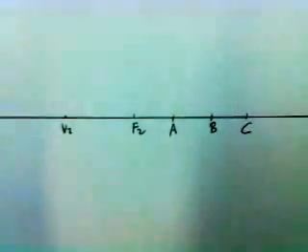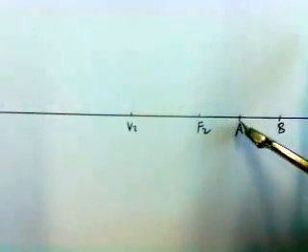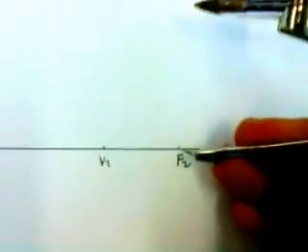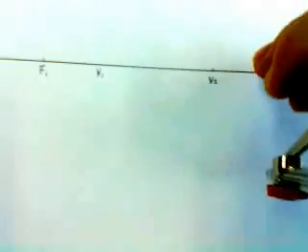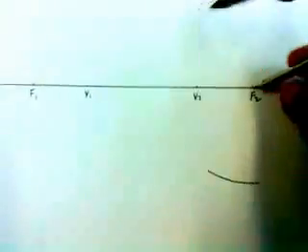The first thing I'm going to do is take my compass and set it in V2 and open the pen out as far as A. Okay, I'm going to take that radius now, put it in F2, swing an arc above and below the axis. And you can also take that same radius over to F1 and swing it above and below the axis.